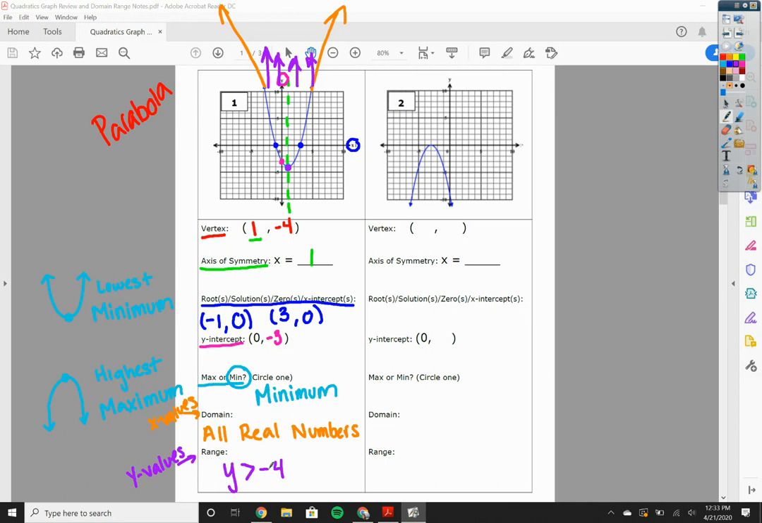And that's all the characteristics of a quadratic. Now we're going to do it again on the other side.